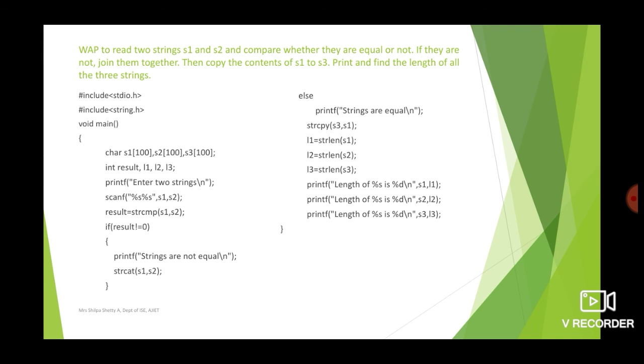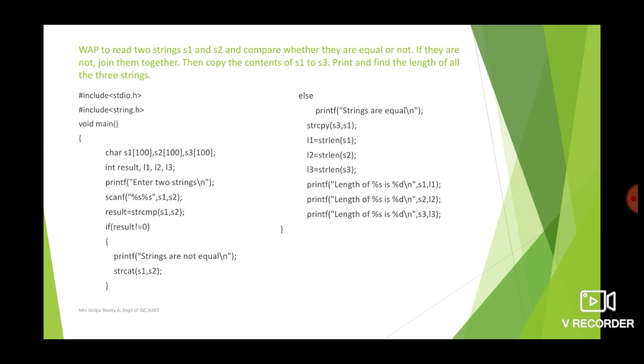So you got the result as 0, right? If you get the result as 0, then it means that the strings are equal. Otherwise it means that the strings are not equal. So if the result is not equal to 0, then we print that strings are not equal. Then what according to the question you have to do? You have to then copy the contents of s1 to s3.